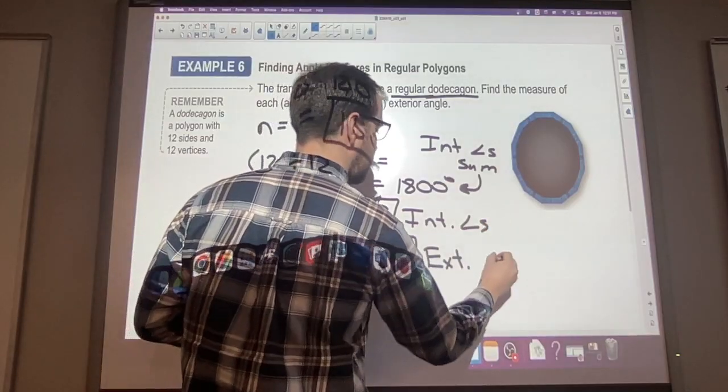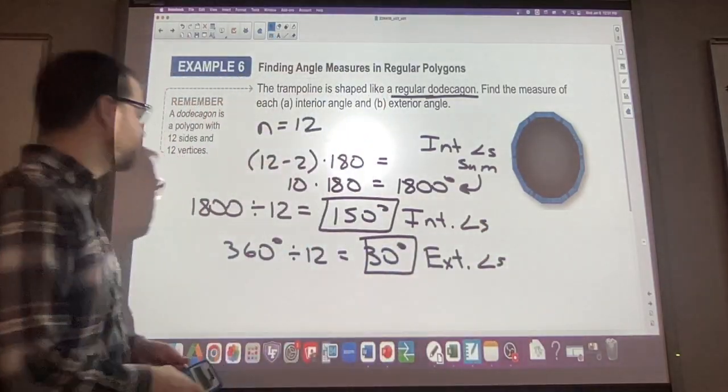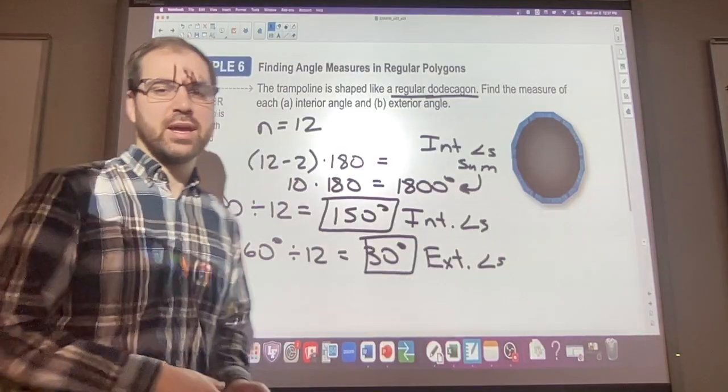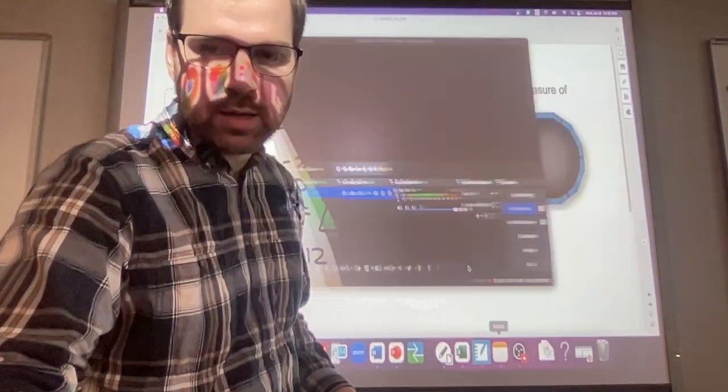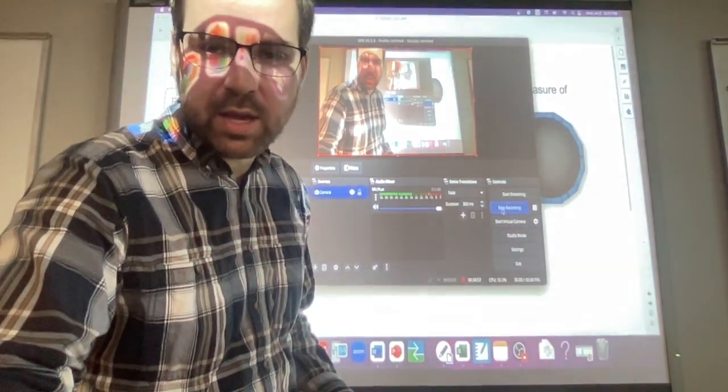Interior angles and exterior. So for interior, there's 2 steps. Find the total and then divide by how many angles there are. Okay, it's kind of a lot, but hopefully you stuck with it, and see ya.